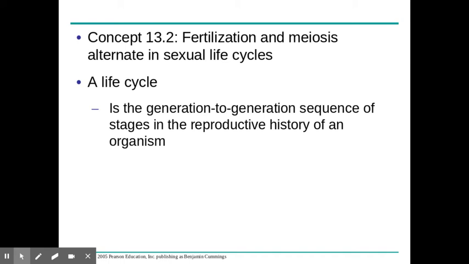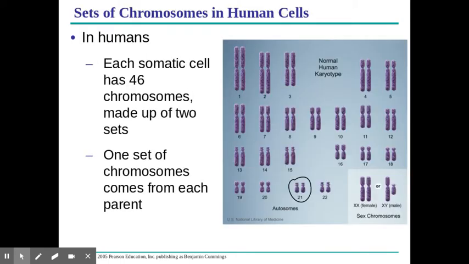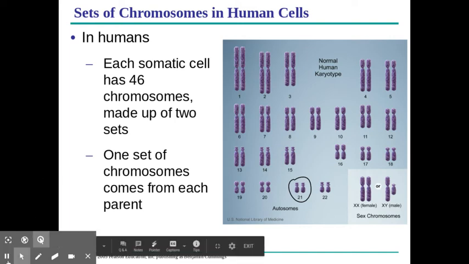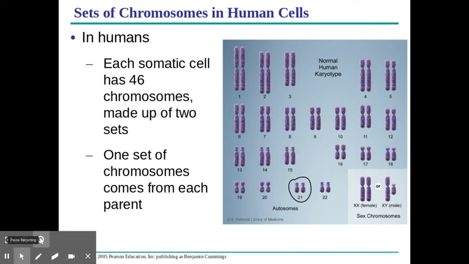A life cycle is just generation to generation, and we'll look at that. But in humans, each somatic cell, which is a body cell, is essentially every cell in your body except sperm and egg. Sperm if you're a male, egg if you're a female. Again, a somatic cell is every cell in your body except for your sperm and egg. The only cells that won't be somatic would be a sperm for a male and an egg for a female.